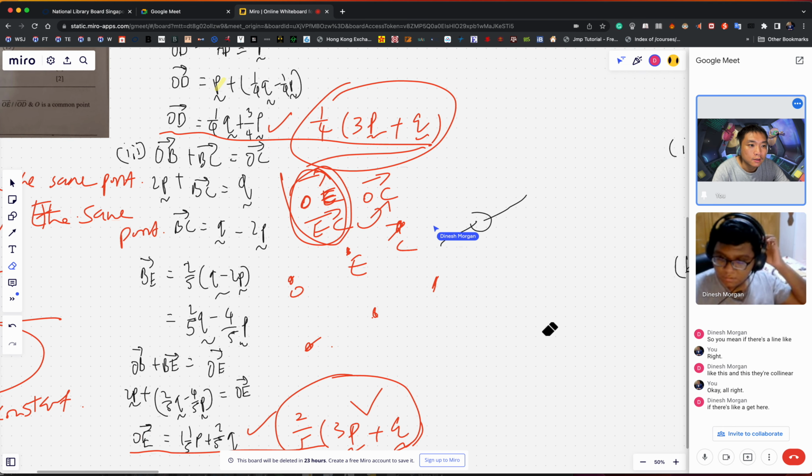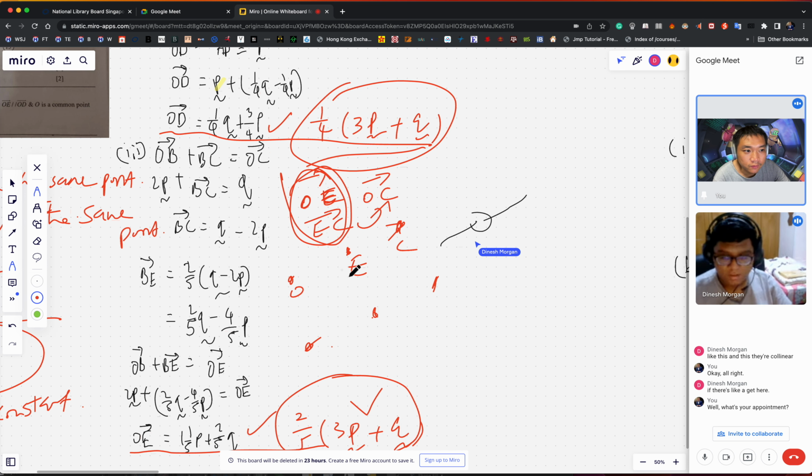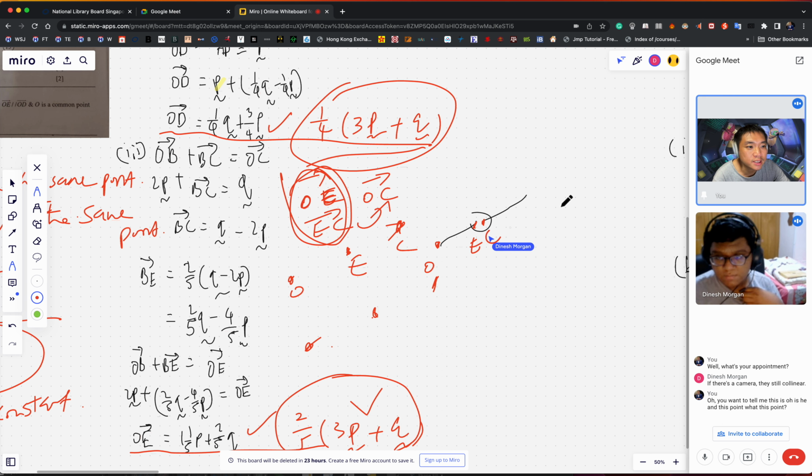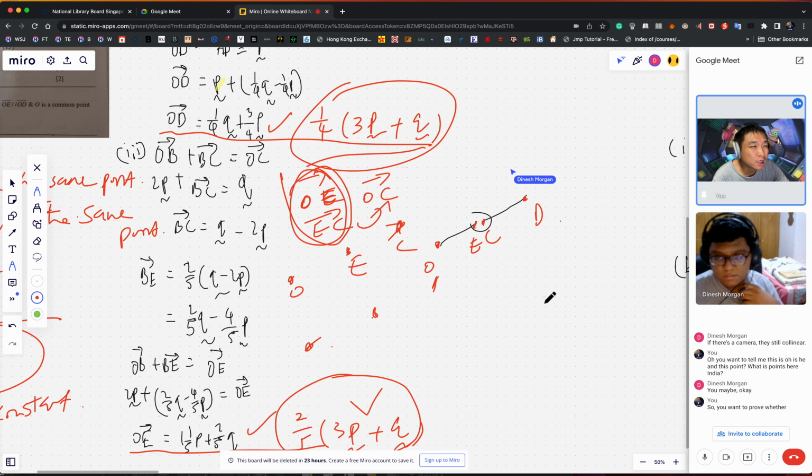Wait, what is your point first? You label them. Are they still collinear? So you want to tell me this is O, this is E, then this is point what? This is point C, then D. Okay, so you want to prove whether they are collinear, right?